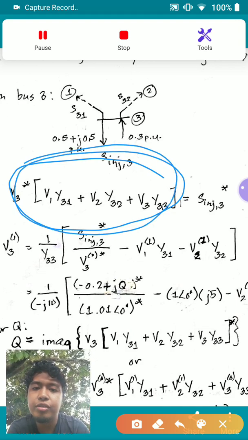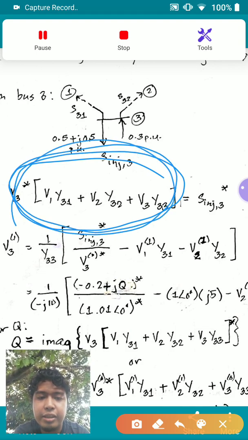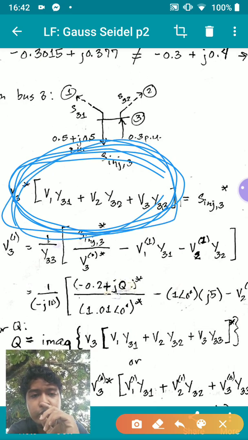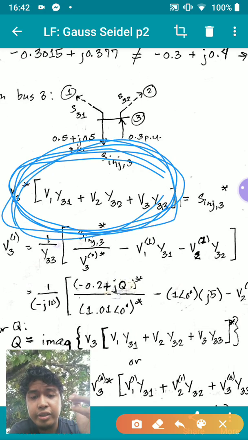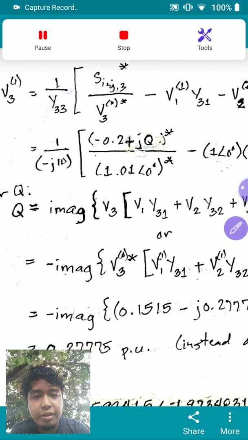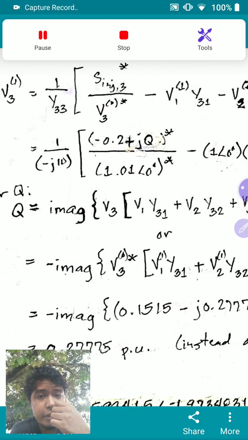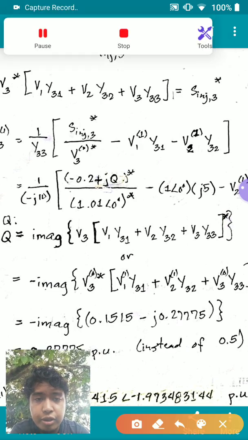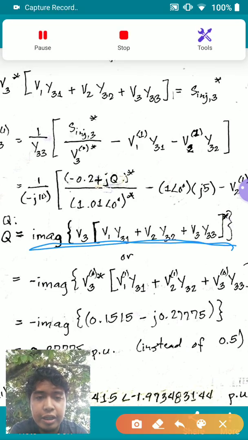We can get the value of the reactive power from this left-hand side. Take note that this left-hand side is the formula for power, and that power is S. It's made up of P and Q. So you just get the imaginary component of that. Then you get Q. So for Q, you may use this formula.